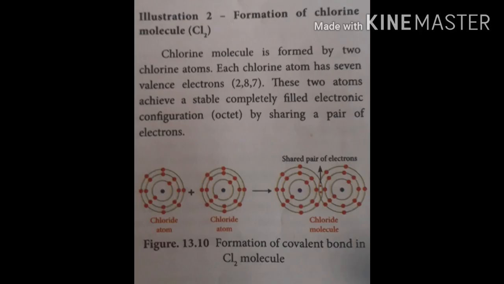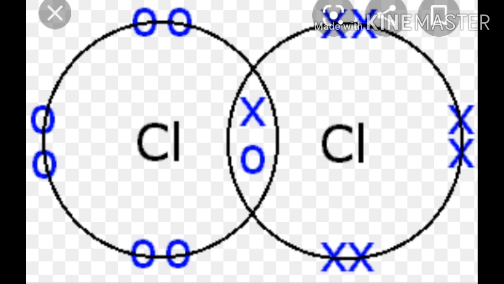Let us move on to illustration 2, that is the formation of a chlorine molecule. As I already told you, hydrogen is a diatomic molecule. In the same way, chlorine is also a diatomic molecule, which contains 2 chlorine atoms. We already know that the electronic configuration of chlorine is 2, 8, 7. So, it consists of 7 valence electrons in its outermost shell.